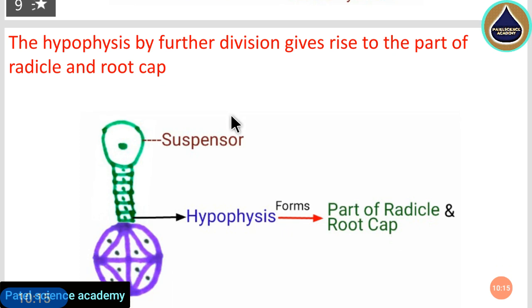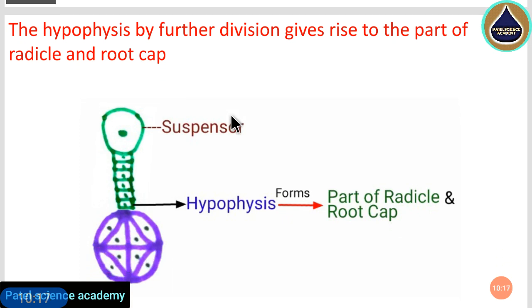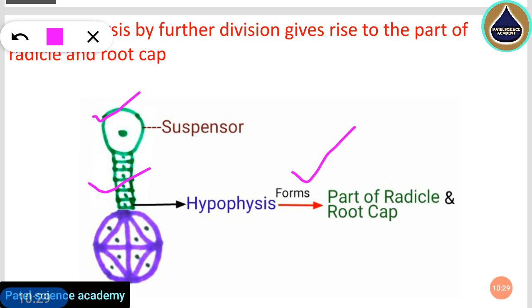The hypophysis by further division gives rise to part of the radicle and the root cap. As you know, this is the hypophysis and this is the haustorium. So this hypophysis undergoes cell division. It forms parts of the radicle and the root cap.